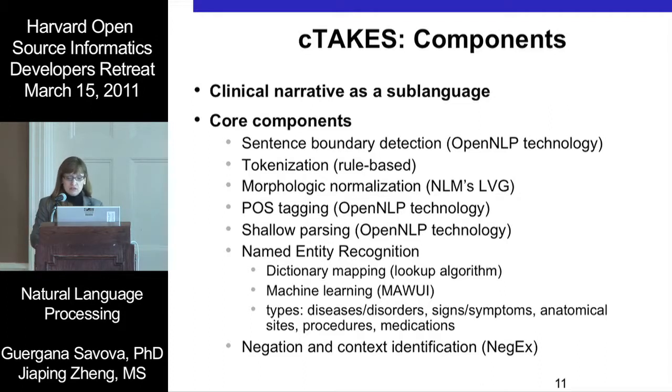So sentence boundary detection, tokenization, morphological normalization, part-of-speech tagging, shallow parsing, named entity recognition, which I mentioned is very important to start to get to the semantics and finding the clinical events related to the patient. And within the named entity recognition, we use rule-based and machine learning approaches. The types of clinical events that we currently discover are diseases and disorders, signs and symptoms, anatomical sites, procedures, and medications.